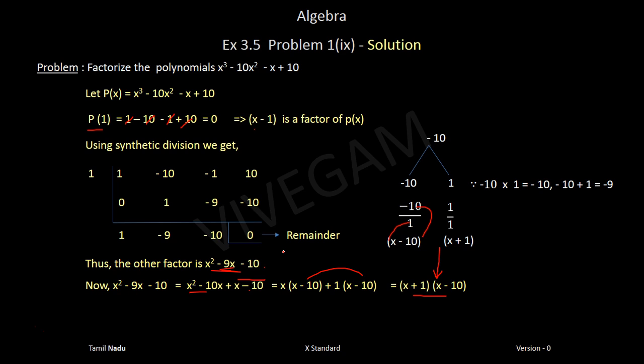So now what is our polynomial? The polynomial is this into this. That is a factor. So this is already x plus 1 into x minus 10, and x minus 1 is the other factor. That is why we are putting p of 1 here. So it will be x plus 1 into x minus 10 into x minus 1. So these are the factors of this cubic function.